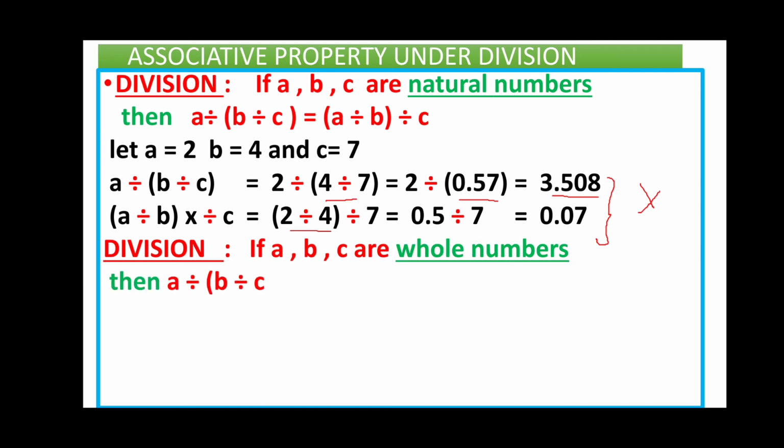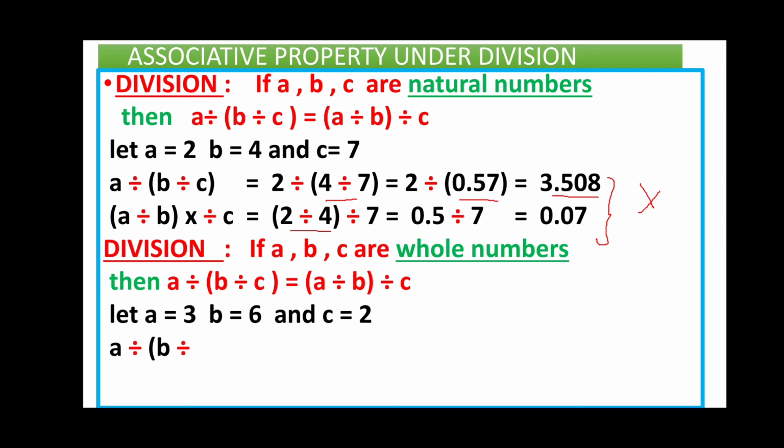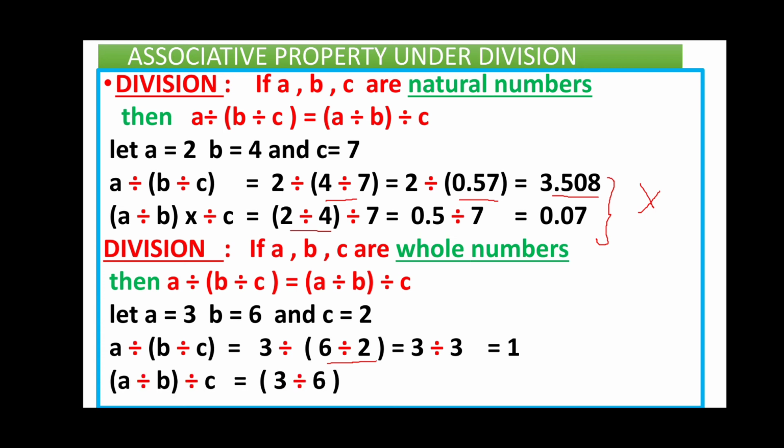Now let us check for the whole numbers. For the whole numbers, the same condition is applicable. Now let us take A as 3, B as 6 and C as 2. In the same way how we have substituted for the previous properties, here also we are substituting. After substituting, we get A ÷ (B ÷ C) as 1. Now let us check for the next one, that is (A ÷ B) ÷ C. So it is 0.5. If you observe, the first one is 1 and the next one is 0.5. The values of both are different.